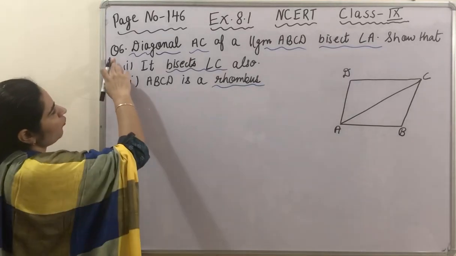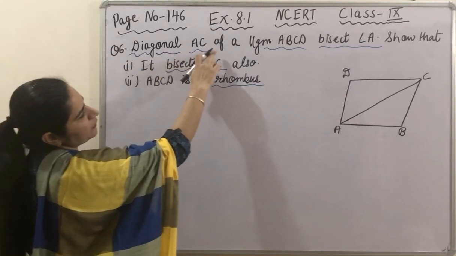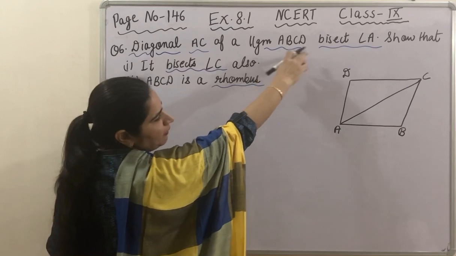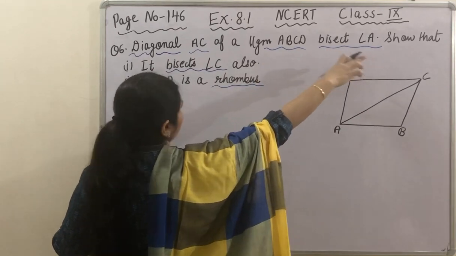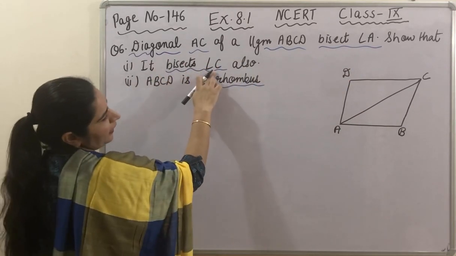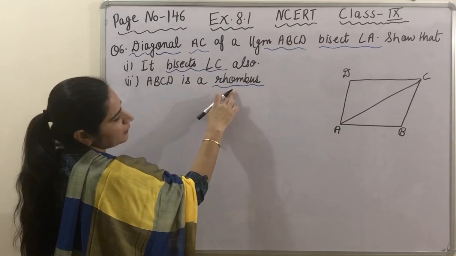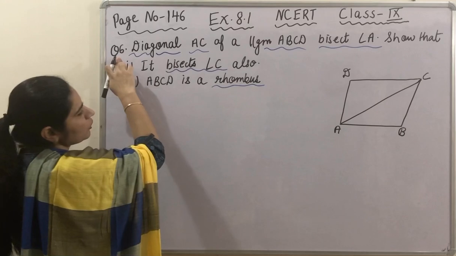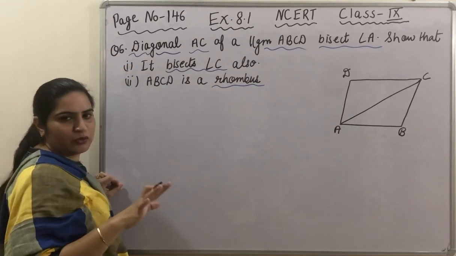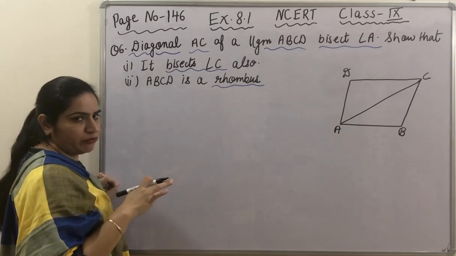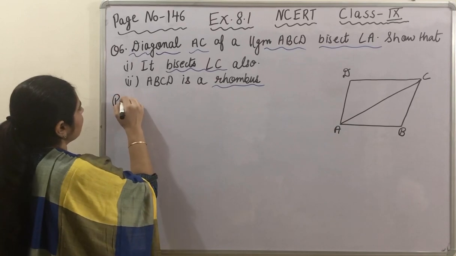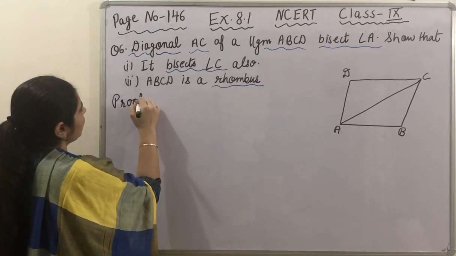In this question, question number 6, diagonal AC of a parallelogram ABCD bisects angle A. We have to prove it bisects angle C also, and in the second part we have to prove ABCD is a rhombus. In this question I am not writing given and to prove, I am directly doing the proof part. Okay, you all are able to write down given and to prove.